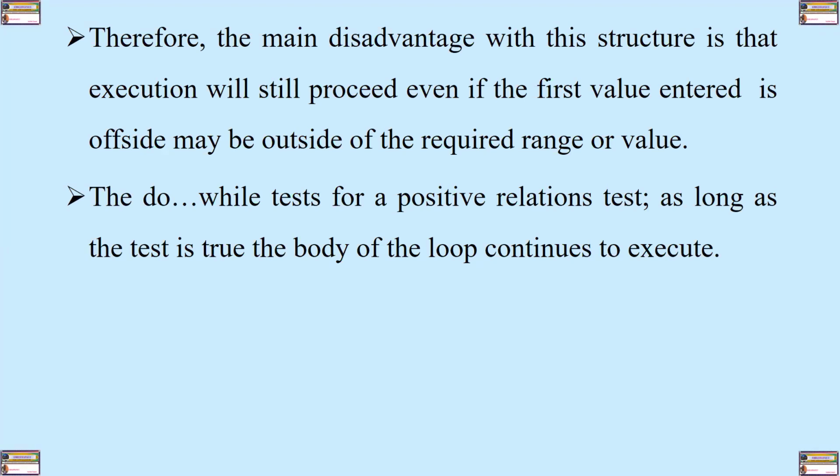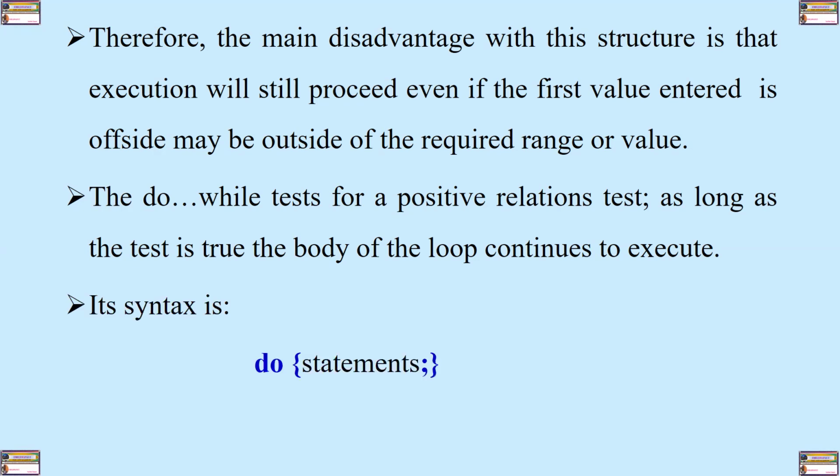Therefore, the do while tests for a positive relational test. As long as the test is true, the body of the loop continues to execute. In other words, this do while is similar to while. The only difference is that for while, we check before executing any statement. But for do while, we first of all execute some instructions, and then we check the condition to determine whether to repeat or not.